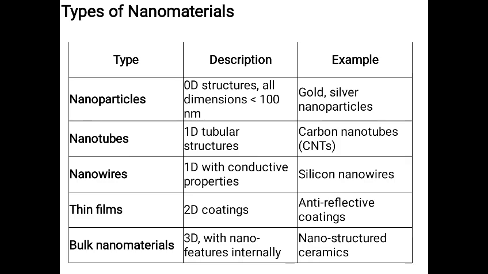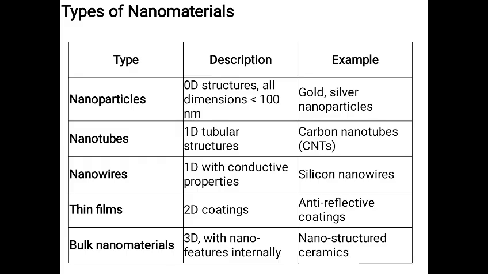Whereas in the case of 1 dimensional structures, example nanotubes, they have a tubular structure. Example, carbon nanotubes, and here one of the 3 dimensions will not be in a nanoscale range. And another example is nanowires. Example, silicon nanowires. They have better conductive properties.